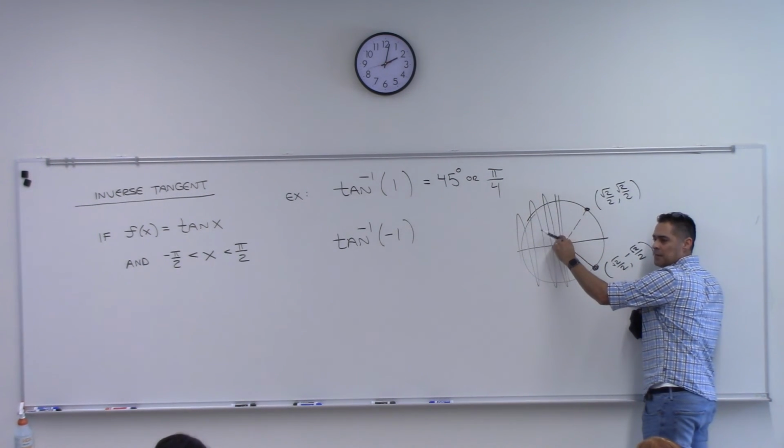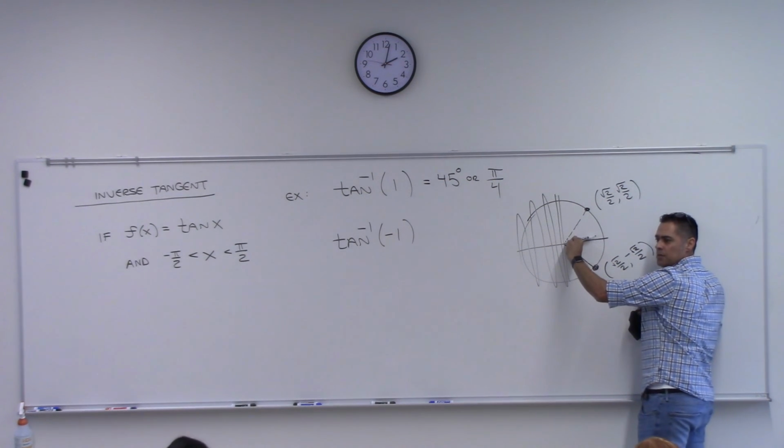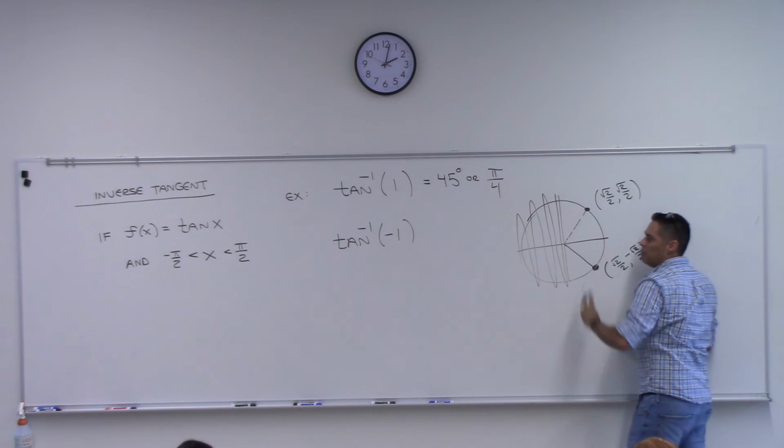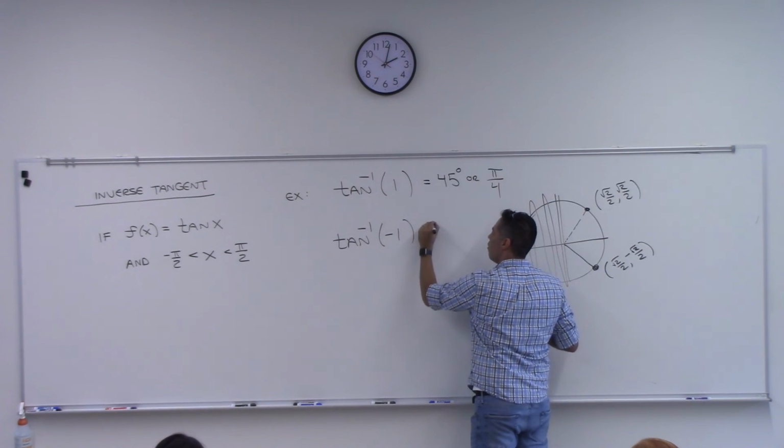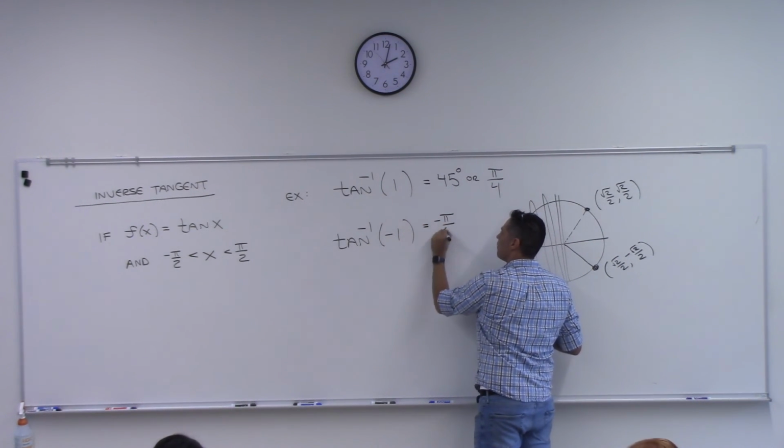Don't tell me 315 degrees. You're not allowed to go all the way around that way, right? You can only go backwards to here. So backwards would mean negative pi over 4, or negative 45 degrees, right?